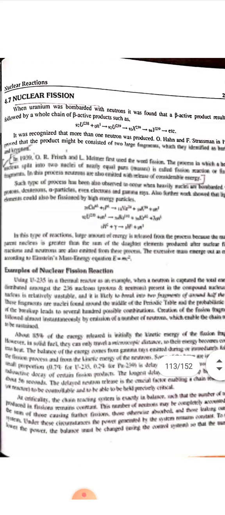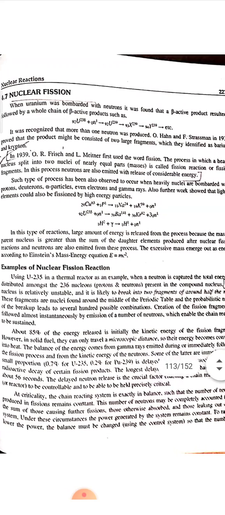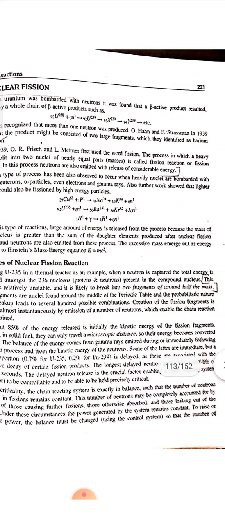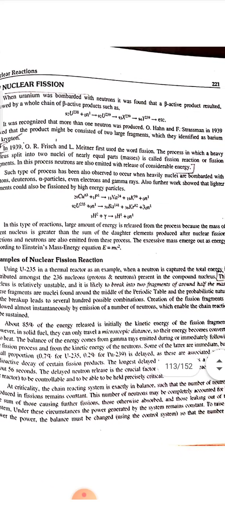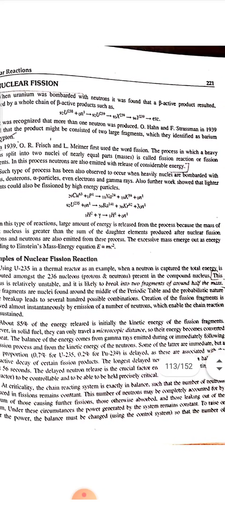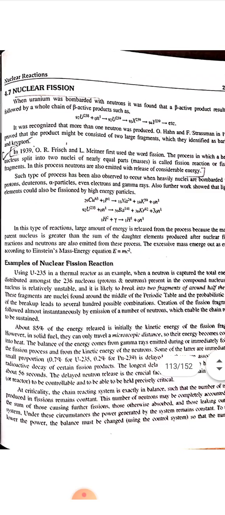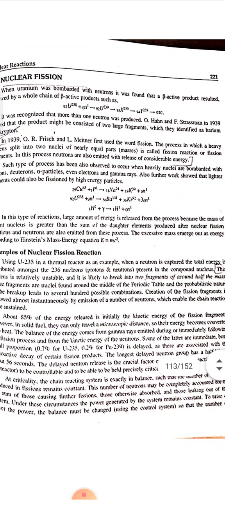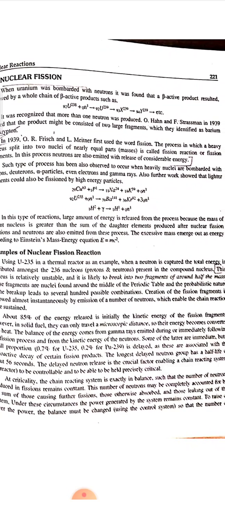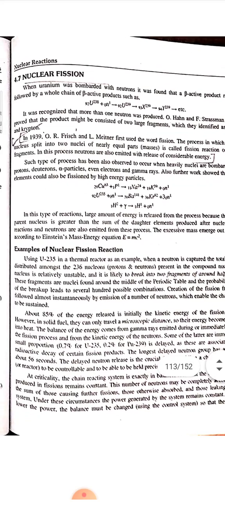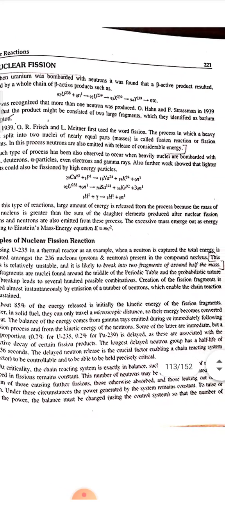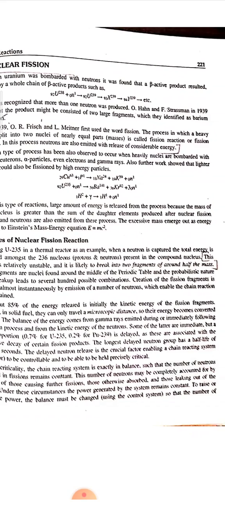It was recognized that more than one neutron was produced. Hahn and F. Strassmann in 1939 proved that the product might consist of two large fragments, which they identified as barium and krypton. In 1939, O. R. Frisch and L. Meitner first used the word fission. The process in which a heavy nucleus splits into two nuclei of nearly equal parts is called fission reaction.